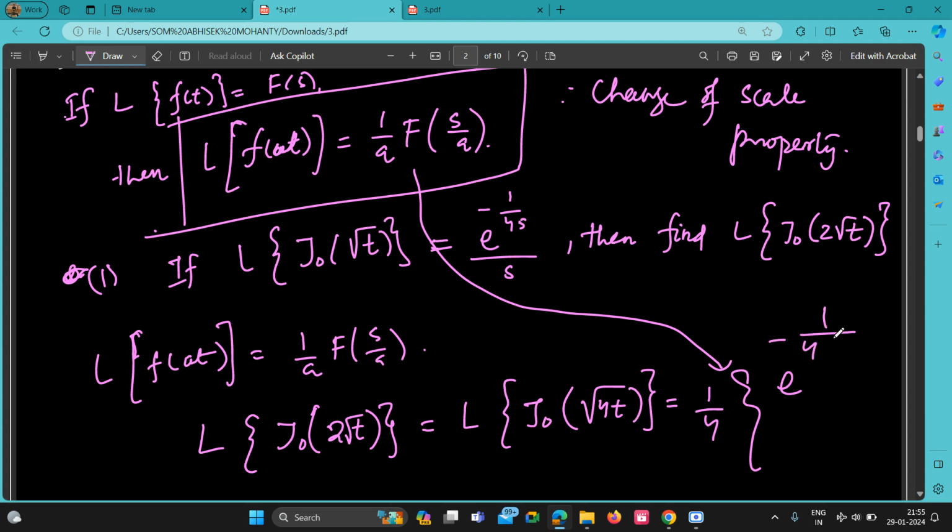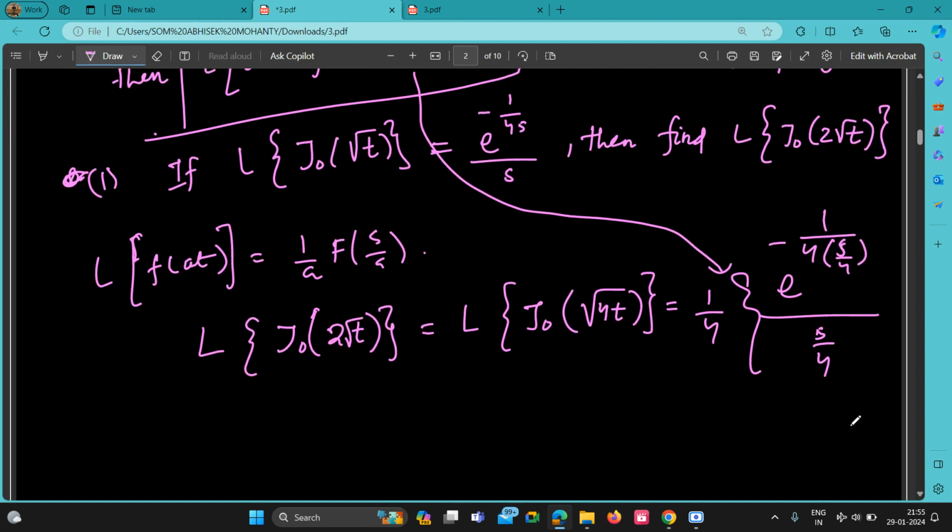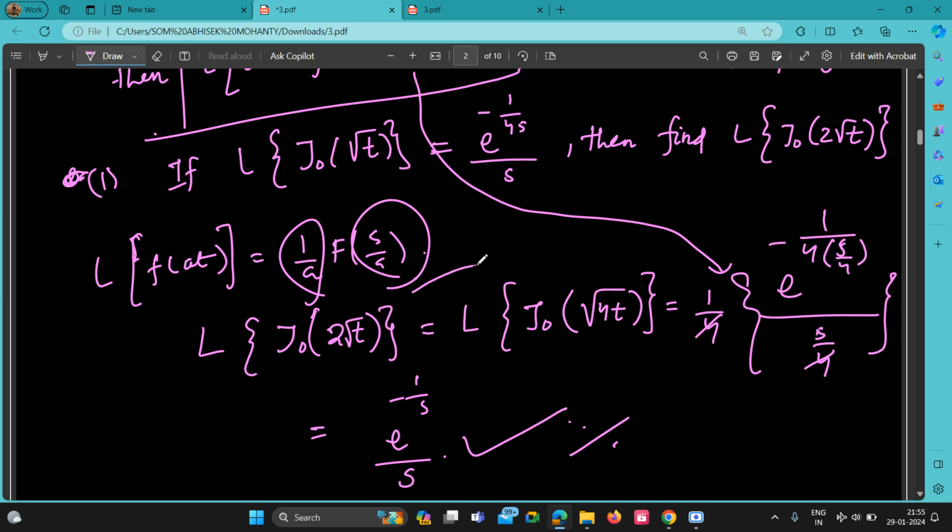Here a is your 4, so s by 4 will be divided by s by 4. So the 4 cancels. So it is e to the power minus 1 by s, by s. That will be the answer. I hope you understood this question. Just I have to use this thing.